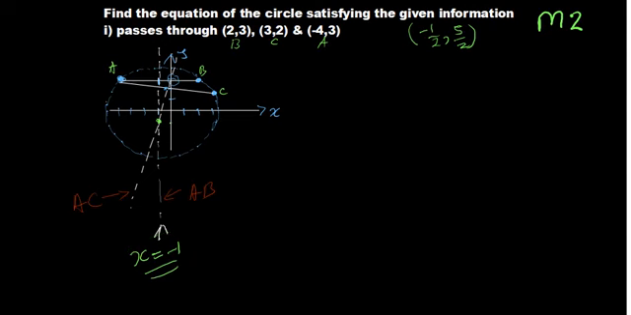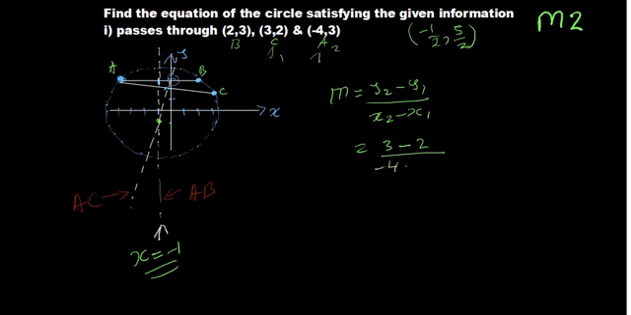So the gradient of AC, we have the coordinates here. We have A here and we have C. To remind ourselves, the gradient m is equal to y2 minus y1 divided by x2 minus x1. So I'm going to use this as my 2 and this as my 1. So my y2 is 3 minus my y1 is 2, divided by my x2 which is minus 4 minus my x1 which is minus 3. This gives me minus 1 over 7. So the gradient that I get is minus 1 over 7.